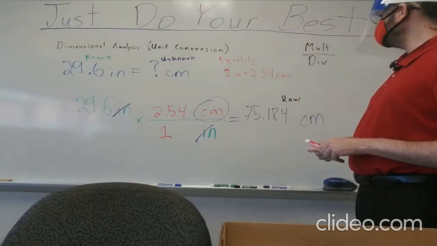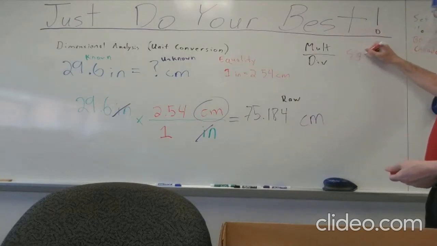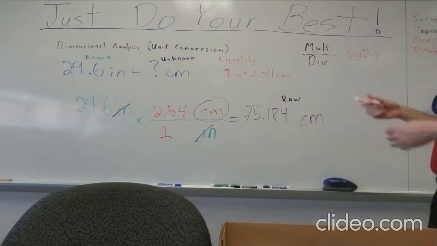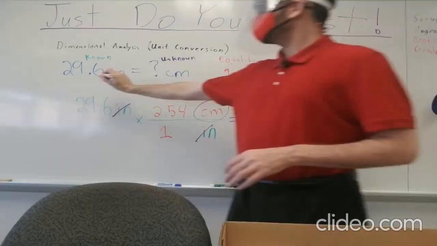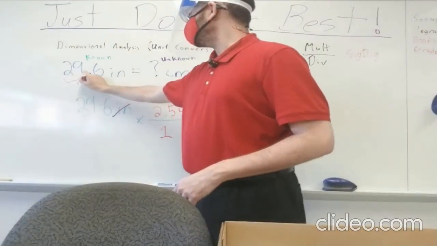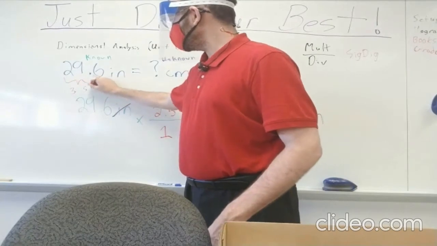Now, raw is good, but I want my final trusting answer. And to do this, we need to use significant digits. Now, fortunately, this is all about multiplying and dividing. So all we have to do is go to the problem that we started with, the values that it gave us. Here, we've got 3 sigdigs.